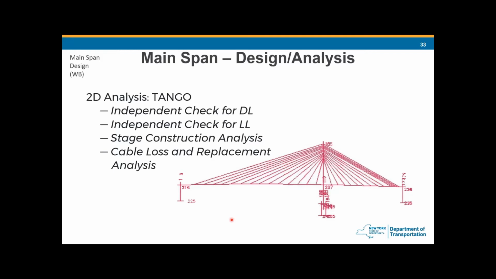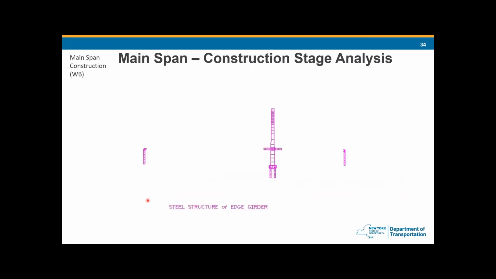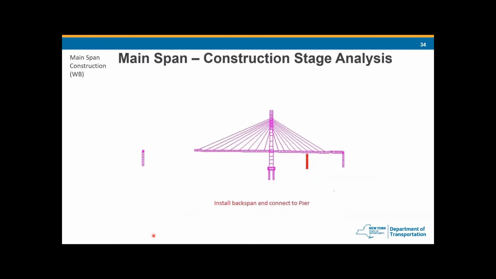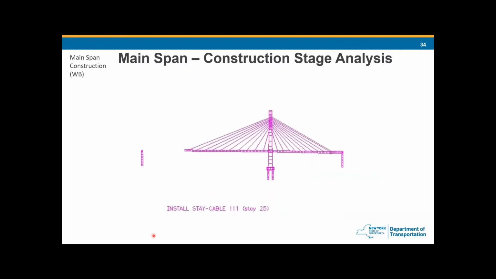Besides the Midas model, we also have a 2D model in Tango. We use this model to do an independent check for dead load, live load, construction stage analysis, cable loss, and cable replacement. And this movie shows the construction stage of the main span, which is constructed with the balanced cantilever method. Tango is a Fortran program. It doesn't have high-definition graphics, but this movie should be able to give everyone an overall view of how the main span was constructed.